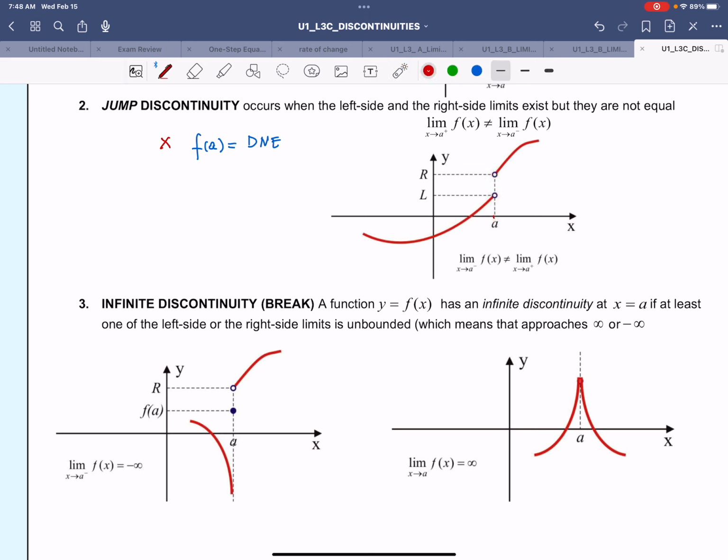Now, when we look at the limit of the function when x approaches a from the left-hand side, let me fix this. So let's approach a from the left-hand side. Notice that the values of y, when we are on the left side of a, are equal to L. And when x approaches a from the right-hand side of it, the values of the function are approaching R.